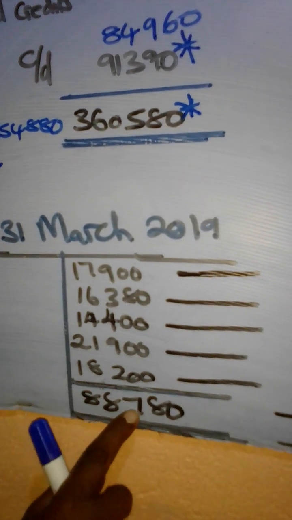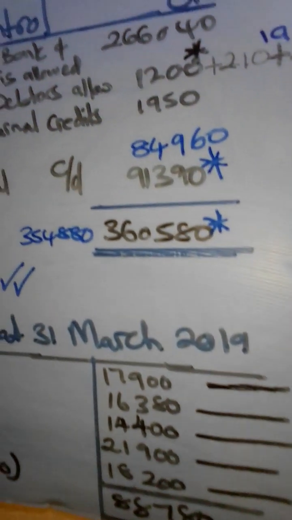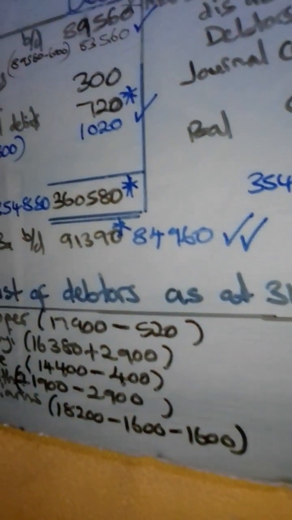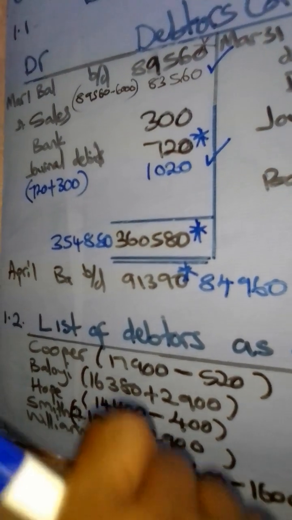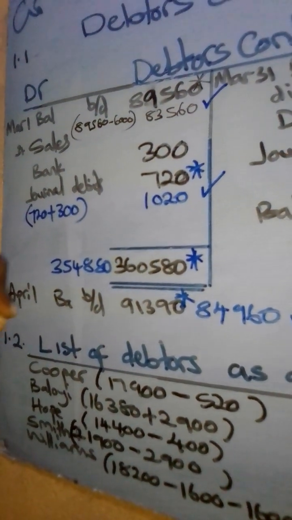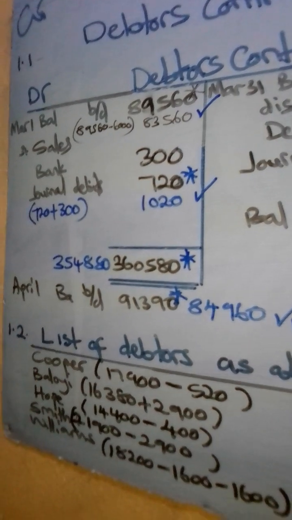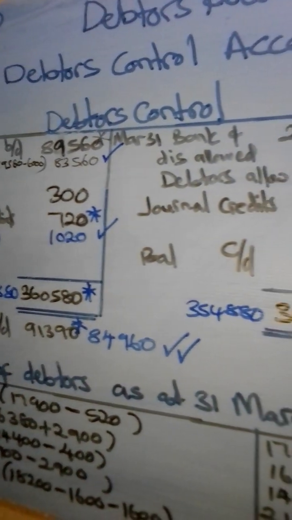Unlike before, we had 91,390 and here we had 88,780. What was the reason? It was because of all those errors and omissions that were discovered during the month. Now we have corrected the errors. Our books have come to a reconciliation. So learners, this is how we do the debtors reconciliation. At the end, we should have amounts that are reconciling or amounts that come to an agreement in the debtors control and in the debtors list.